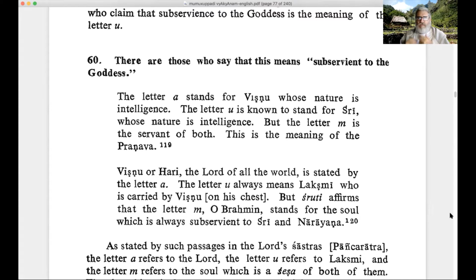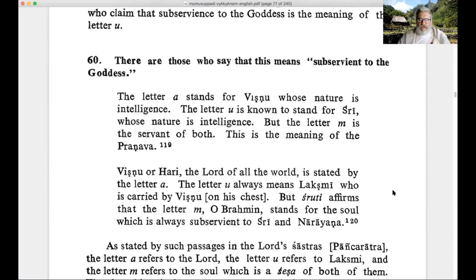The letter A stands for Vishnu, whose nature is intelligence. The letter U is known to stand for Shri, whose nature is intelligence. But the letter M is a servant to both. This is the meaning of the pranava. This is from an unknown source, but there's a verse like this, and it's quoted. They don't know the source exactly, so they haven't written it down. But there is an explanation of Omkara that says that the letter U represents Sri Devi, Mahalakshmi.